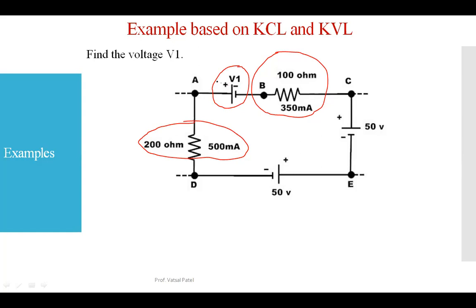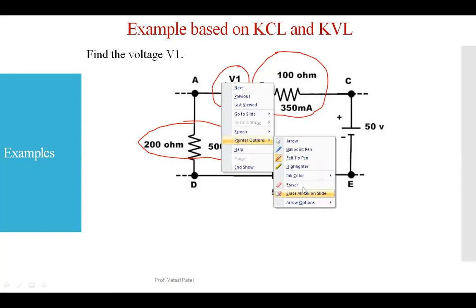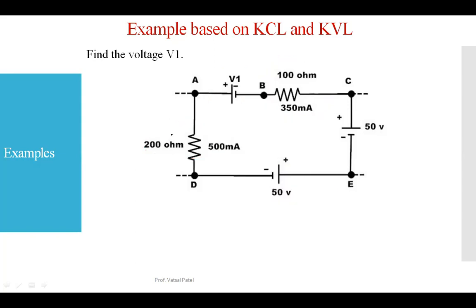In this circuit, when we identify the voltage across this 200 ohm resistance, can we apply Ohm's law here to get the voltage across this A and D terminal? Yes or no? Because between these two terminals you have only a 200 ohm resistance. So when we apply Ohm's law here, what is the Ohm's law equation? Can we write it like this? V is equal to IR.